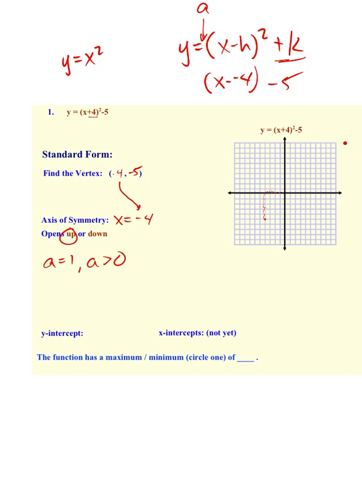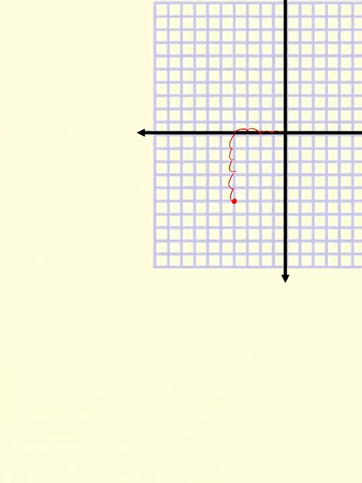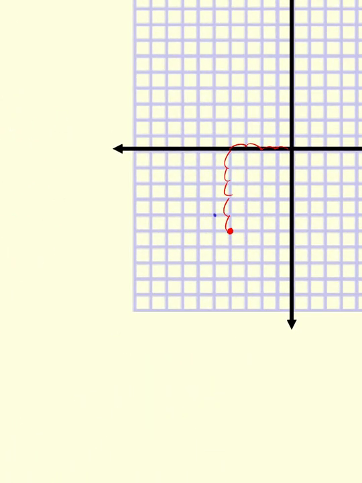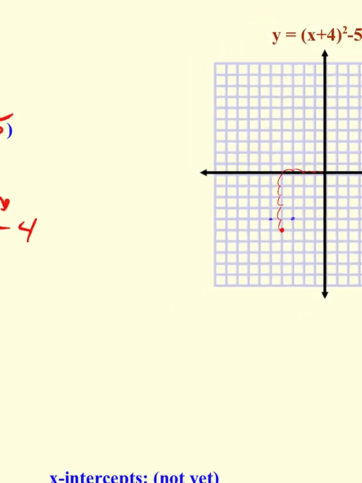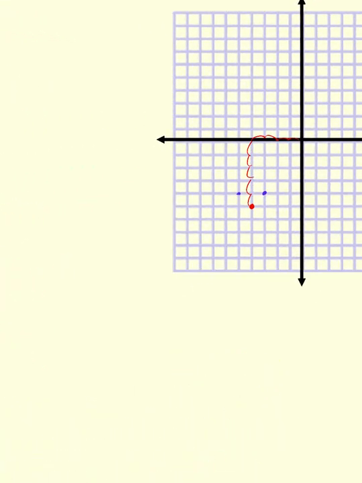Now, in terms of where these other points are, one thing that makes it really nice is that since a is 1, our typical 1, 3, 5 pattern of change is in play. We could certainly put points into the equation to find more points to graph, but the 1, 3, 5 pattern of change just means that as we go over 1, we're going to go up 1 right out of the gate. As we go over 1 more, we're going to go up 3. As we go over 1 more, we're going to go up 5.